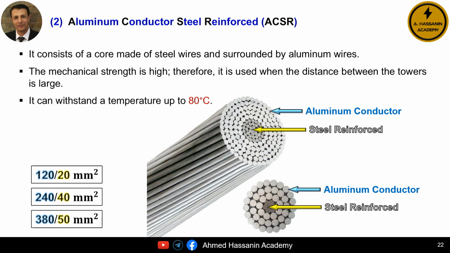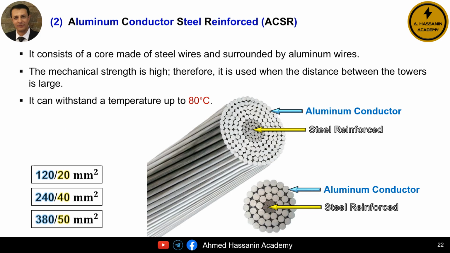Therefore, the cross-sectional area of this type of conductor is represented by two numbers. One number refers to the cross-sectional area of the steel wires, and the other refers to the cross-sectional area of the aluminum wires. For example, 120 over 20 square millimeters, 240 over 40 square millimeters, 380 over 50 square millimeters.